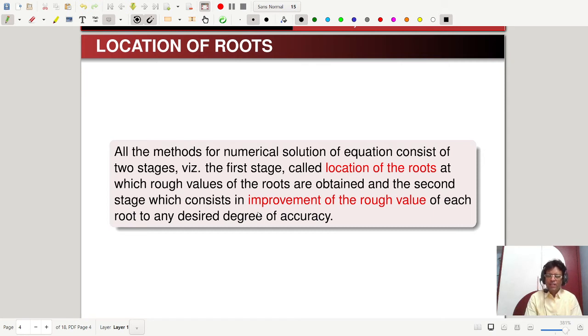The second stage is, once you have got the location or interval, the next stage is to improve the rough value of each root to any desired degree of accuracy. That is the two stages of the methods.